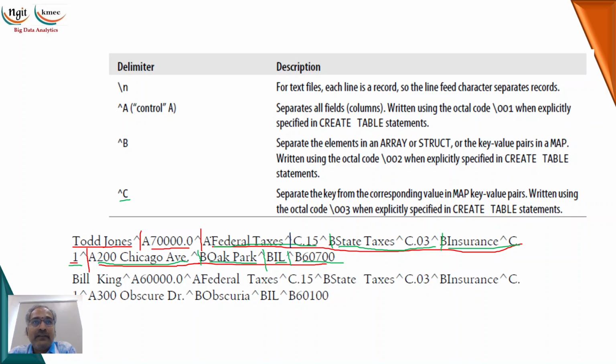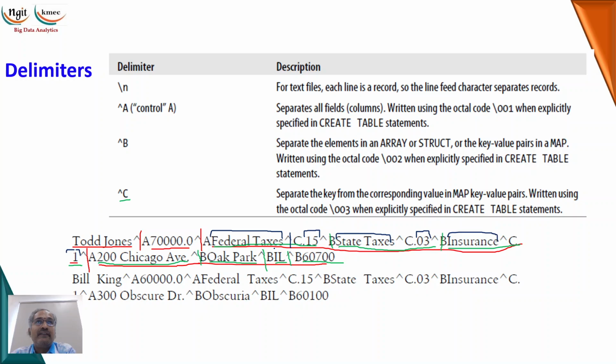This is one separator, meaning that this is federal taxes. It is the key, and the value is 15. And the state taxes, this is the key, and the value is 3.3. And the insurance is one key, and the value is 1. So this is the separator, map key value separator. So here total 4 columns. Inside the columns we have the struct. Last column is having the struct, and the third column is having the key value pairs. Again, inside that key, each element is separated with a cap B and so on.